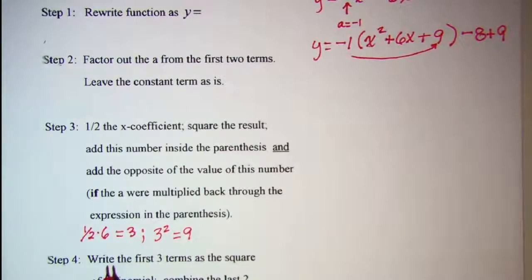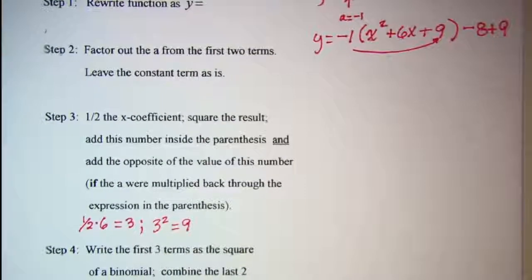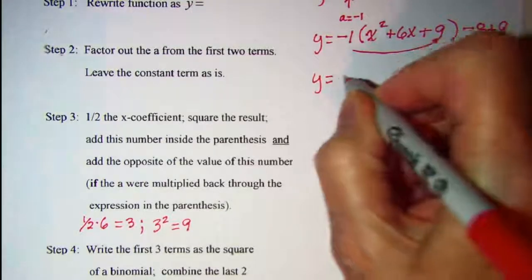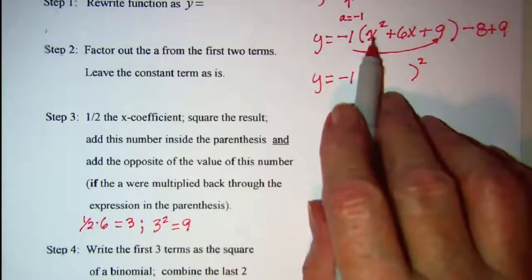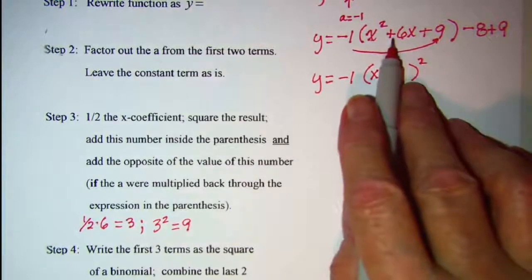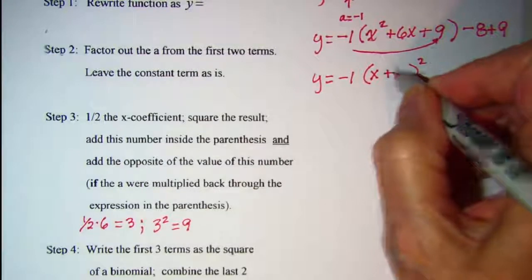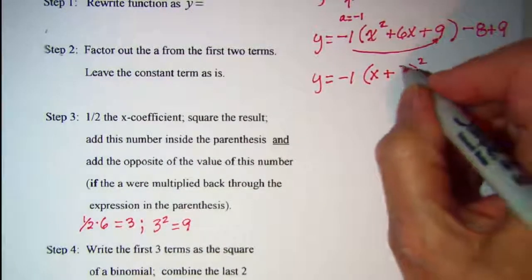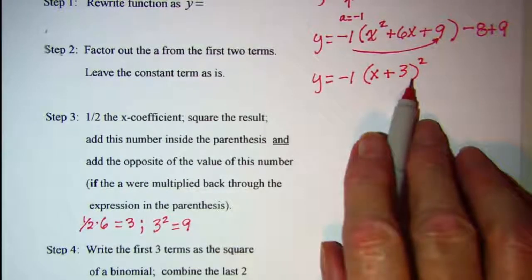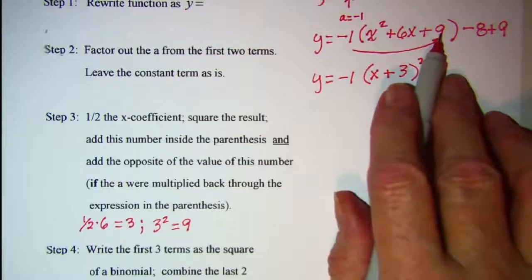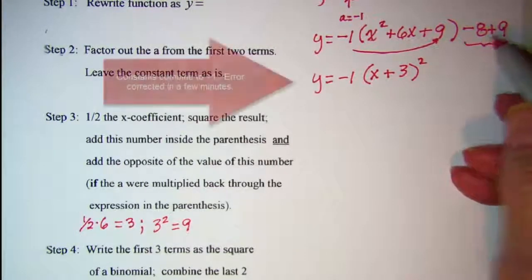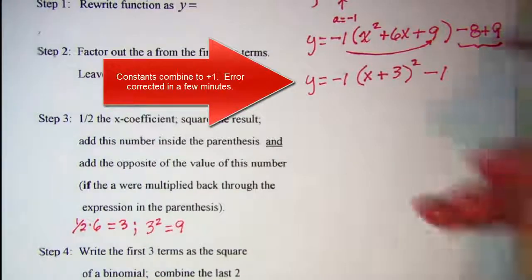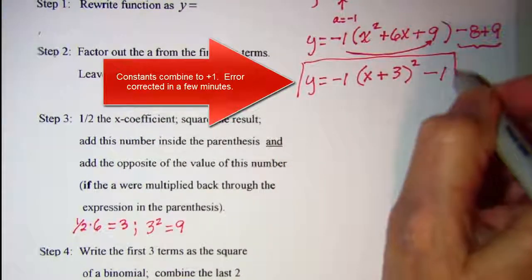Alright, then step 4 is to write the first three terms as the square of a binomial. So I have y equals negative 1, and then those first three terms, when I square root x squared, I get x. And I take the sign here, the middle term is plus, and I square root this 9, and I get 3. So this binomial squared is equivalent to this trinomial. And then I'm going to combine these two constants and get negative 1. Right, so this is my vertex form of my quadratic.